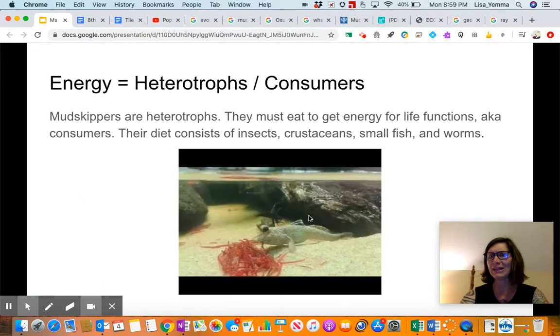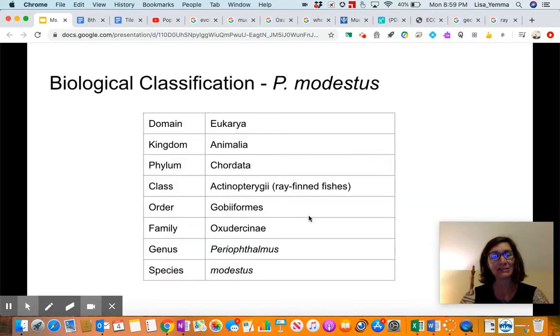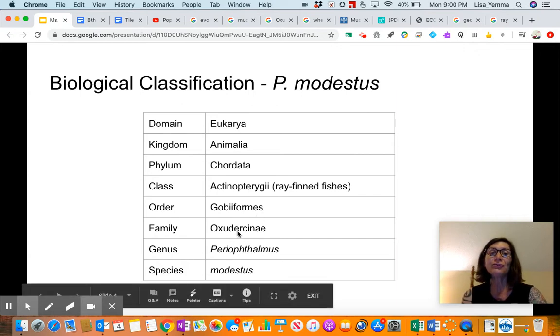And so I said, I want to keep that. I've done a lot of work, and I want to keep that slide in there. But how do I get a little bit more specific? So I have already just identified the ray-finned fish. Now I want to go a little more specific to the Gobiformes and the Oxudercinae. And then, of course, my genus and species, which is P.